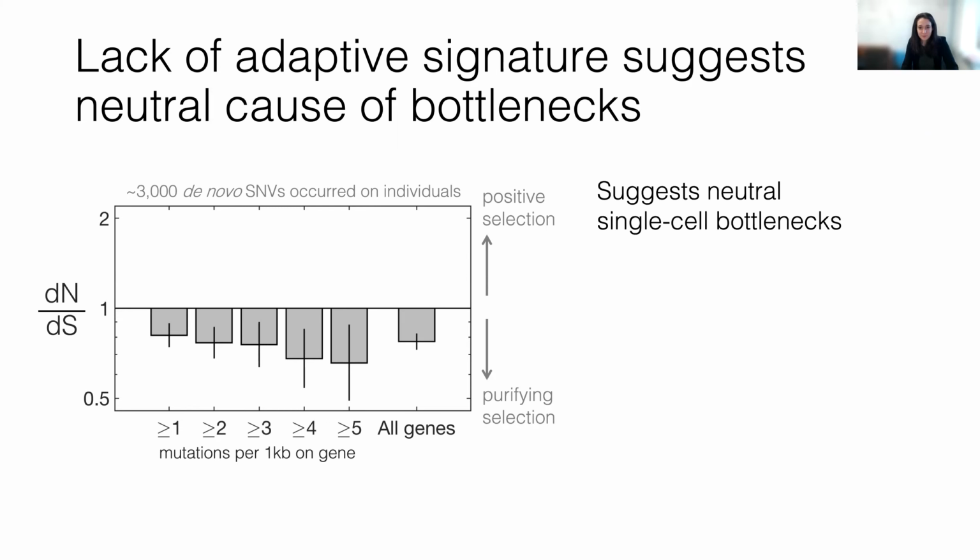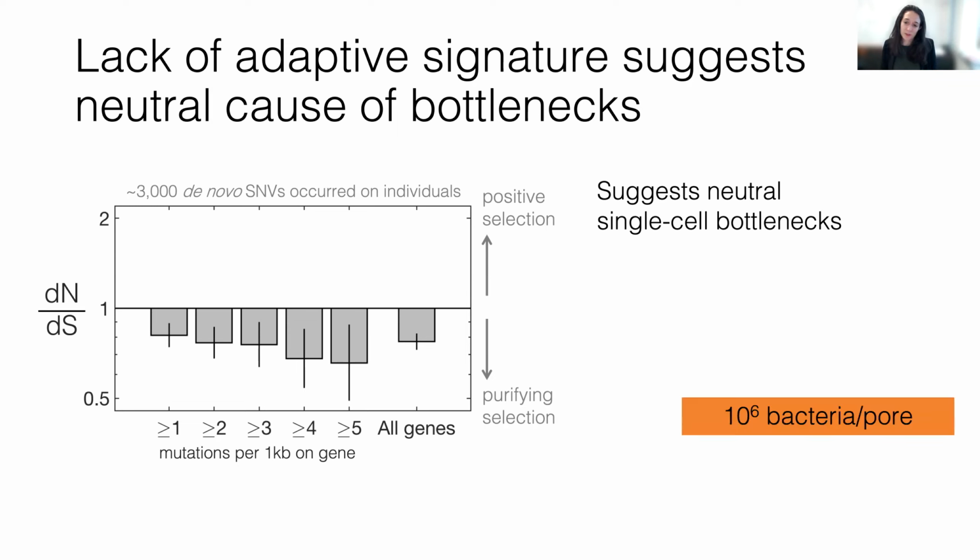So we said there's got to be some sort of neutral bottleneck happening, that's not adaptive, within every pore. And this neutral bottlenecking is not some trivial bottlenecking, because these populations are big. You can have 10^6 bacteria in one of these blackheads that we're pulling out. So something else is going on. And we think these bottlenecks are recent.